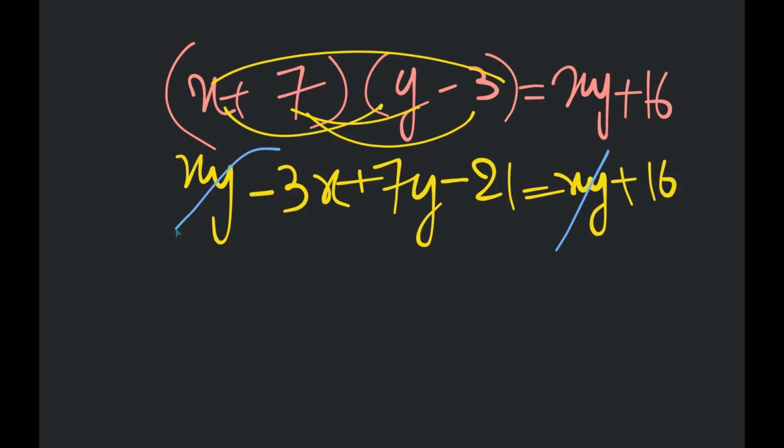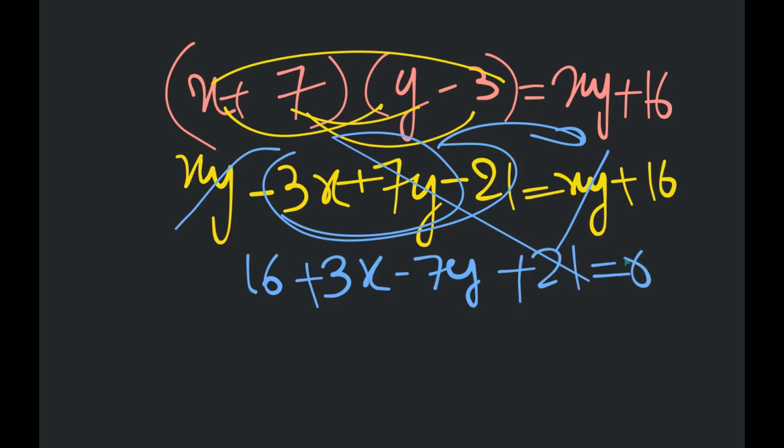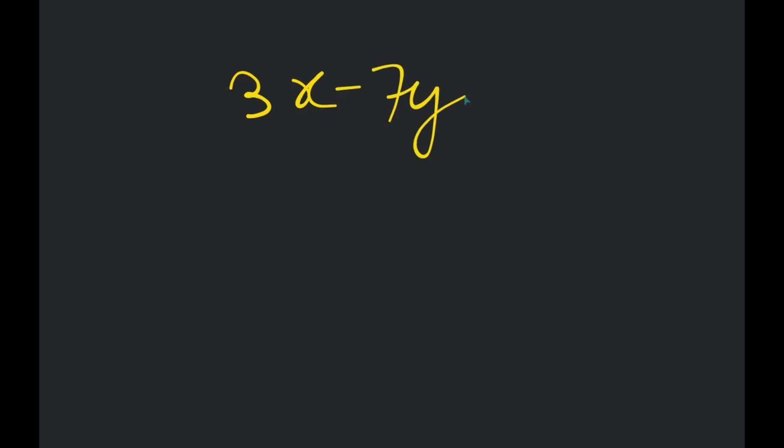Now what will you get? Again, if I take the whole thing from left to right, then what happens? Sign will get changed. So it will become minus 16 plus 3x minus 7y plus 21 is equal to 0. So in this scenario, we have 3x, here 21 and 16. When you add this 21 and 16, you will get 37. Okay? So 3x minus 7y is equal to minus 37, I am putting it on the right hand side. Any doubt with this? No doubt.